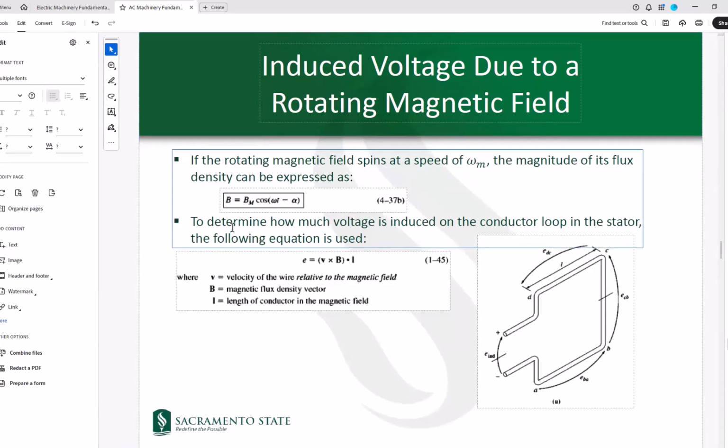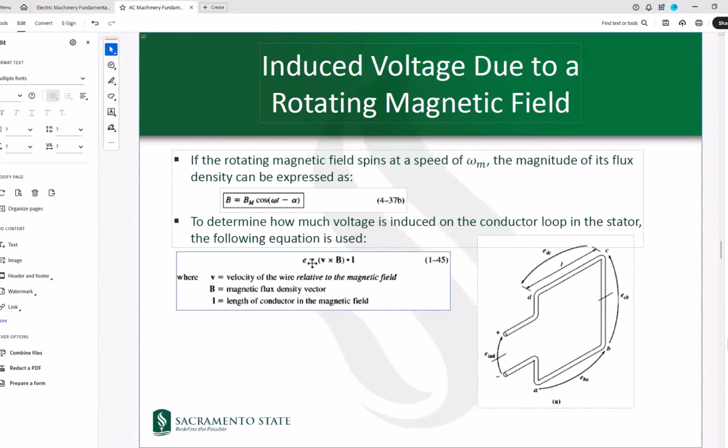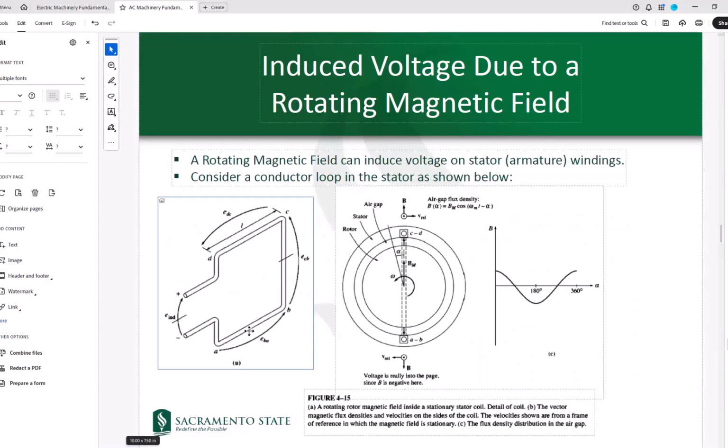Now, to determine how much voltage would be induced on the conductor loop, we would use the same fundamental equation: e induced equals v cross B, dotted with L, where v is the velocity of the wire relative to the magnetic field, B is the magnetic flux density vector, and L is the length of the conductor in the magnetic field. This is the way that voltage would be induced in the armature windings of a synchronous machine.